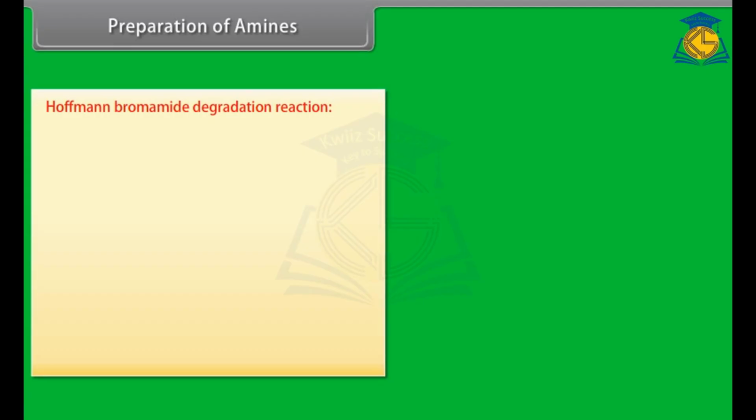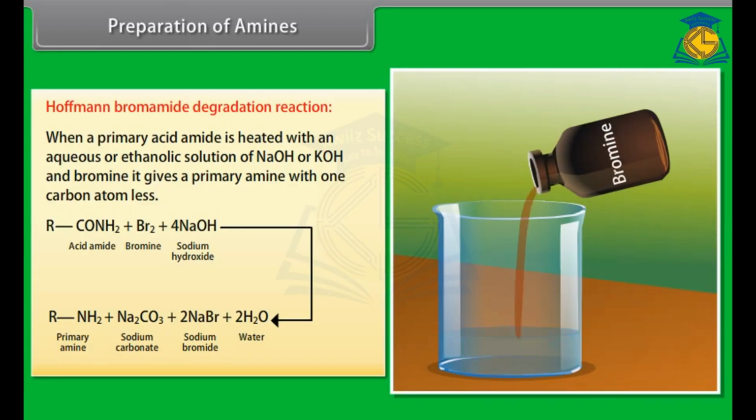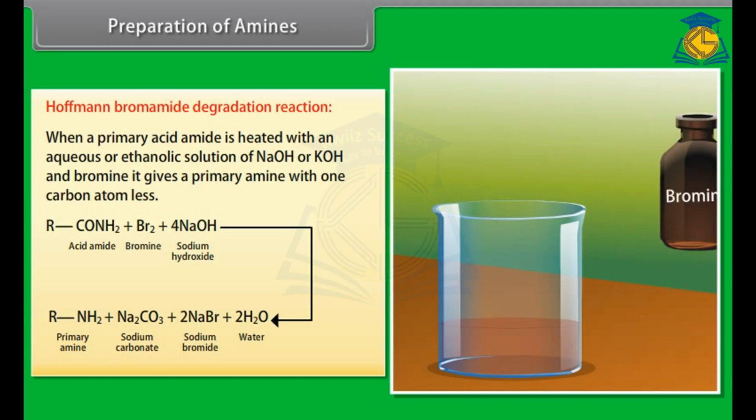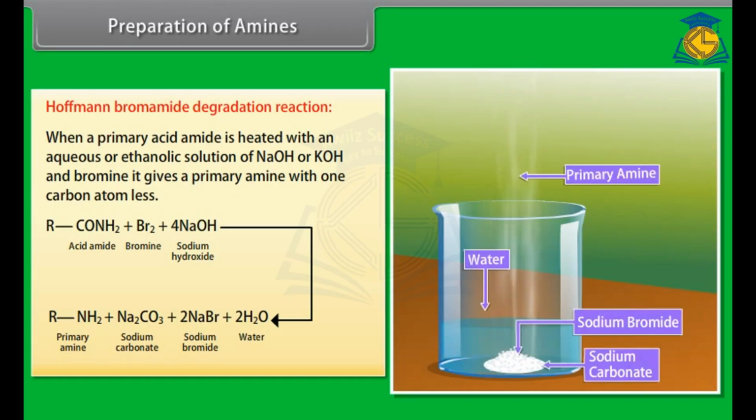Hofmann-bromamide degradation reaction. When a primary acid amide is heated with an aqueous or ethanolic solution of NaOH or KOH and bromine, it gives a primary amine with one carbon atom less.